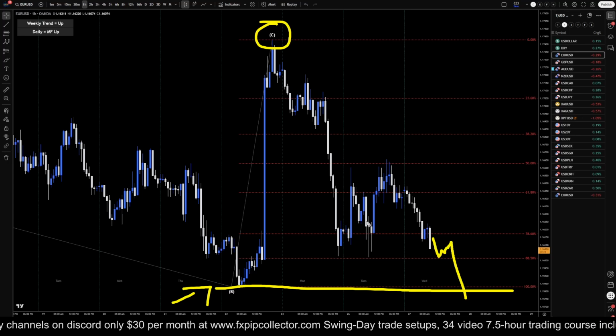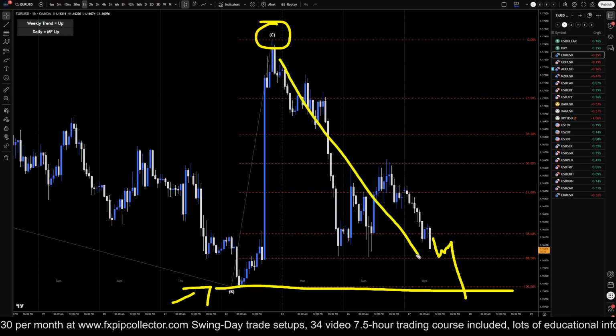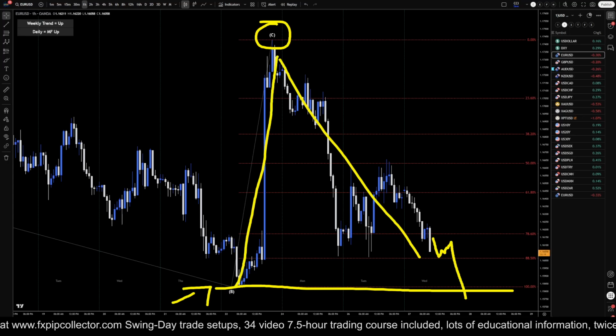So hopefully today we'll be able to determine whether this really is going down or whether this move right here is just a pullback to this move up or not.